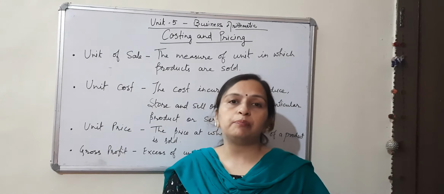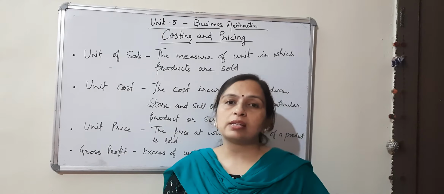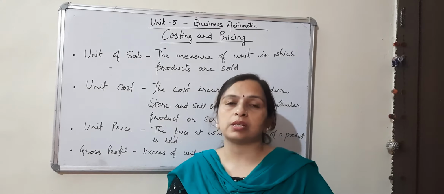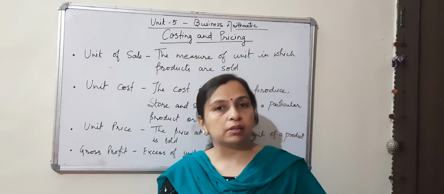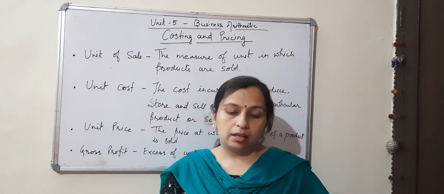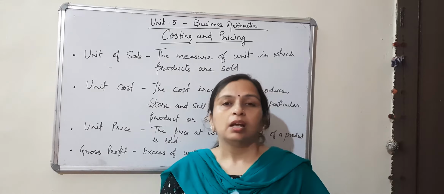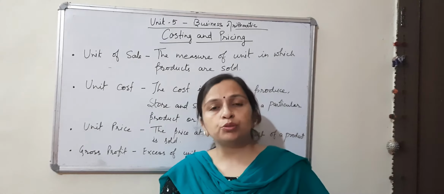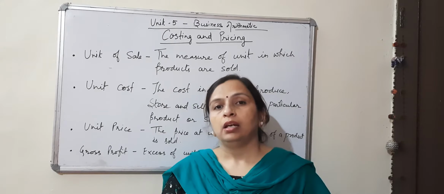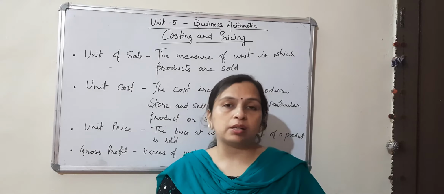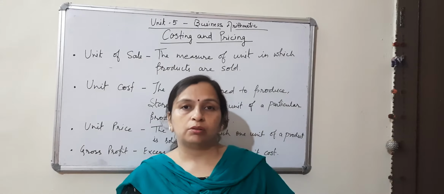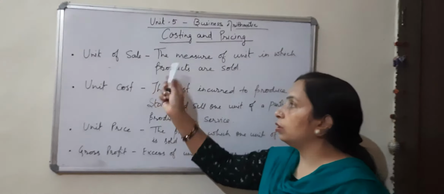Now take the example of Pantaloons or Big Bazaar. What happens when a customer enters Big Bazaar, he purchases textiles, some clothes also, then he may be purchasing accessories, then grocery items or shoes. Then what will be the unit of sale there? In this case, where multiple products are there, the unit of sale is customer. So this is what unit of sale is.